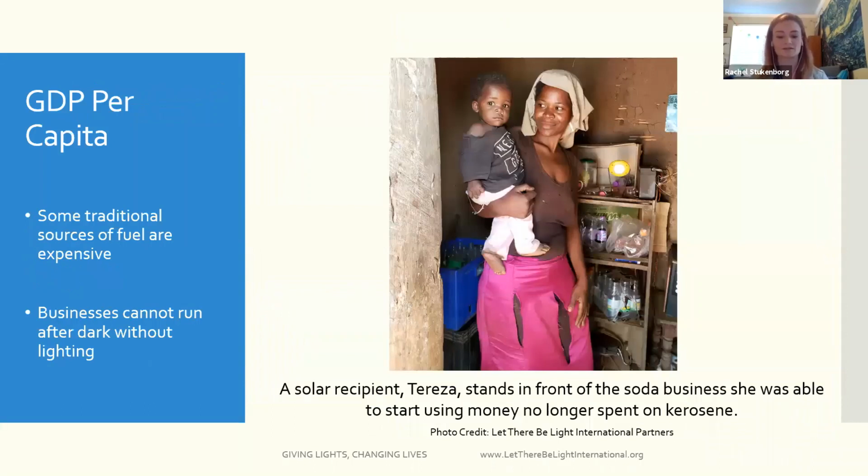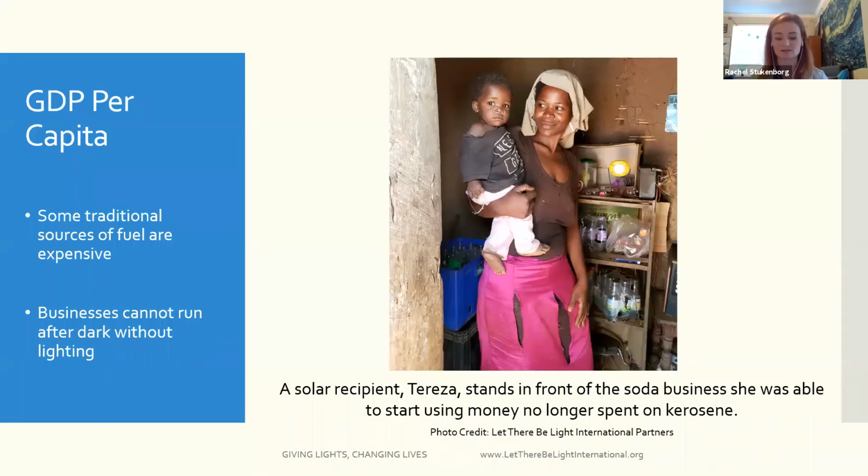And here are a few ways that energy poverty can impact GDP. Traditional fuel like kerosene is expensive, as we talked about before. According to LTBLI international data, solar light recipients report having spent 10 to 25% of their total income on lighting prior to receiving the solar light. Even on the low end, this is a huge expense and sometimes makes other financial ventures inaccessible, like starting a business or improving living conditions.